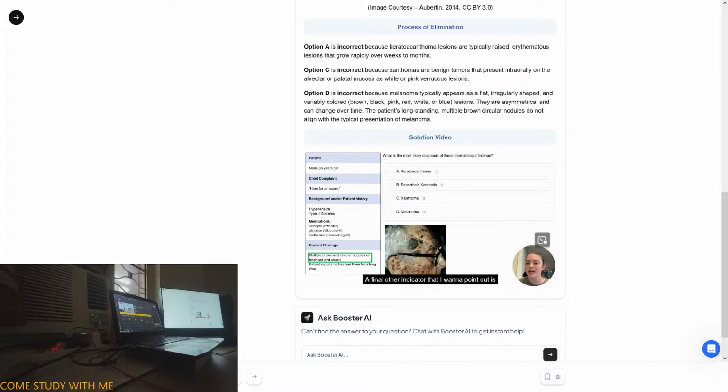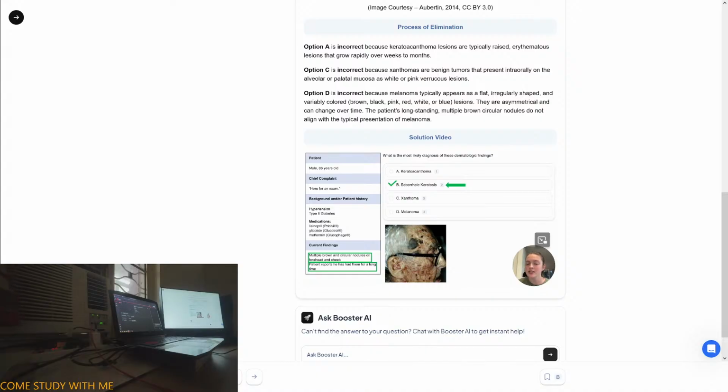A final other indicator that I want to point out is that this patient reports that he's had these lesions for a long time. These are not lesions that have recently formed or recently changed in size or appearance, according to our patient. Now, based on the presentation of these lesions, their description, their location, and the fact that they've been present and constant for a long time, these lesions are definitely an example of B.